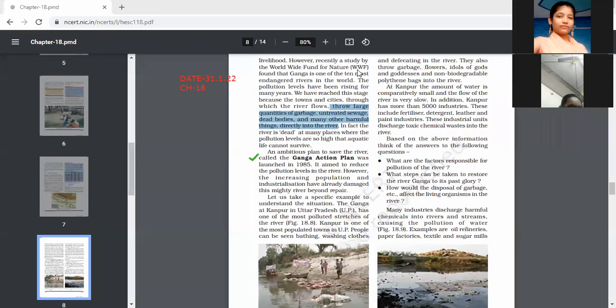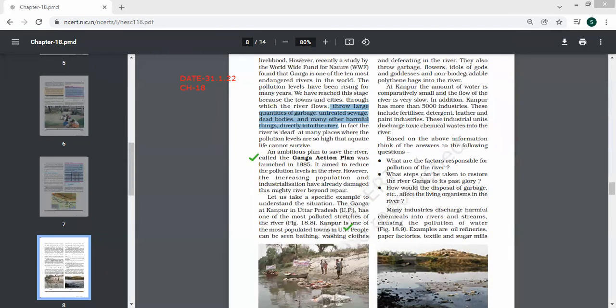Let us take a specific example to understand the situation. The Ganga at Kanpur in Uttar Pradesh, UP, has one of the most polluted stretches of the river. Kanpur is one of the most populated towns in UP. People can be seen bathing, washing clothes, and defecating in the river. Underline this one more point. They throw garbage, flowers, idols of God and goddess, and non-biodegradable polythene bags into the river. So this is one more reason how people are polluting the river.